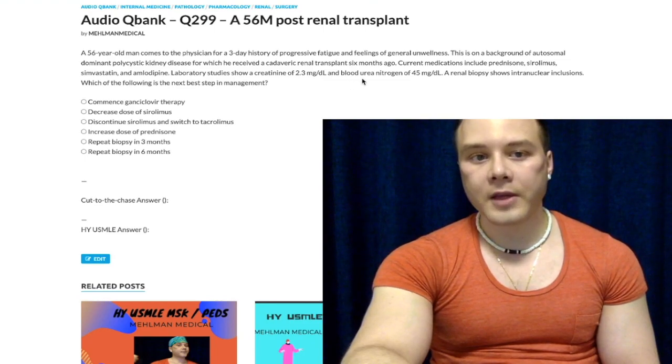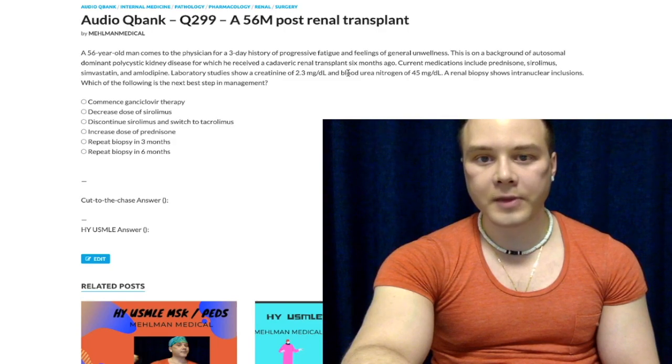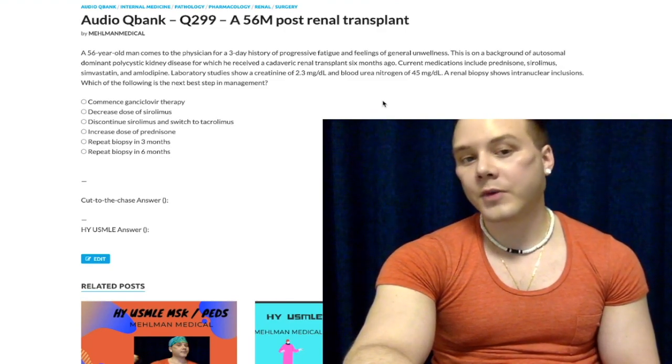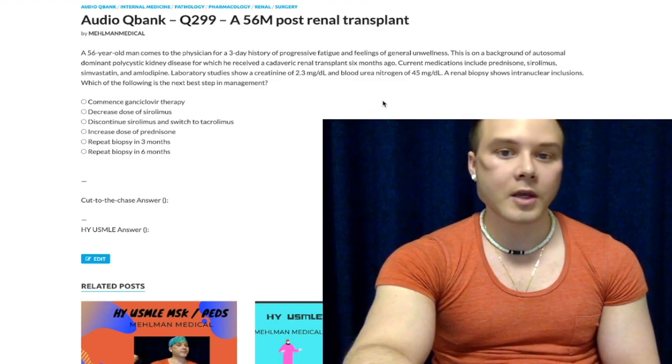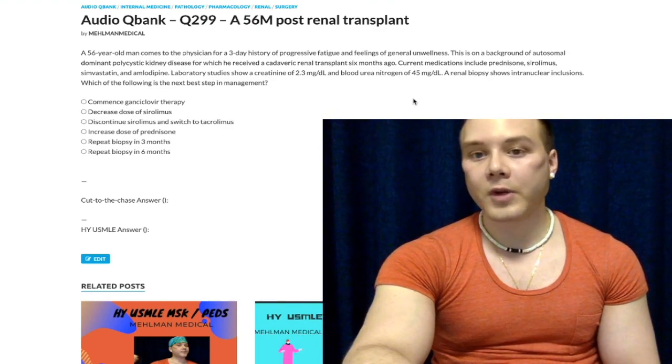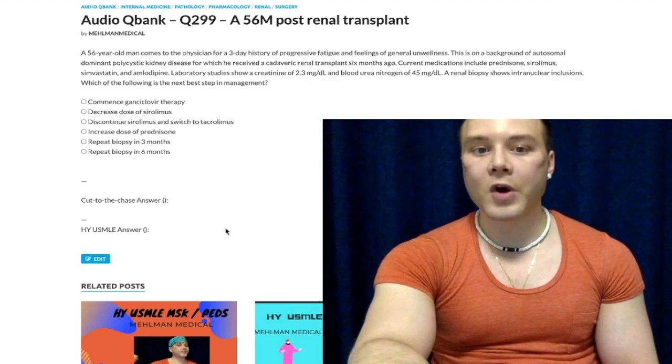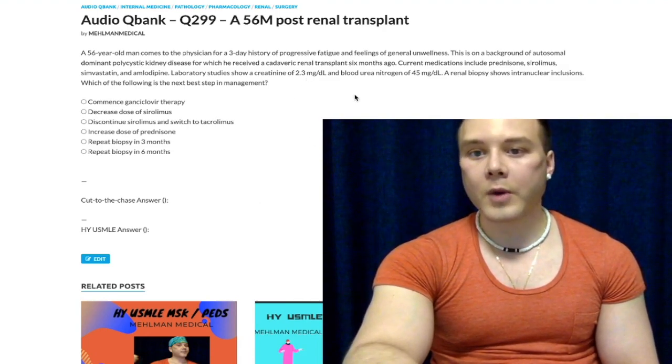56-year-old man. He has a history of ADPKD, and he had a renal transplant 6 months ago. He's on various medications: prednisone, sirolimus, simvastatin, amlodipine, and he has elevated renal function tests, creatinine 2.3, BUN 45. Renal biopsy shows intranuclear inclusions. The question asks the next best step in management. We have all these answer choices here, okay? So where do we even start?